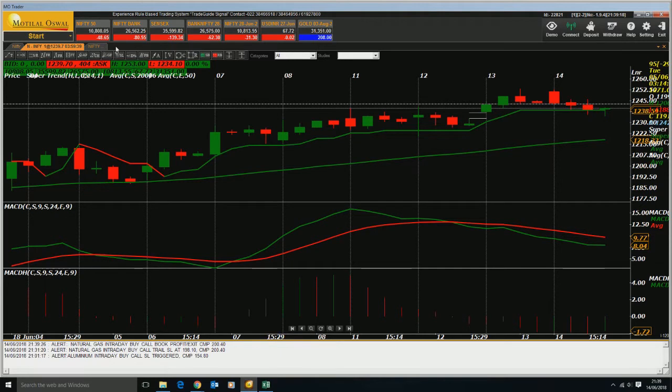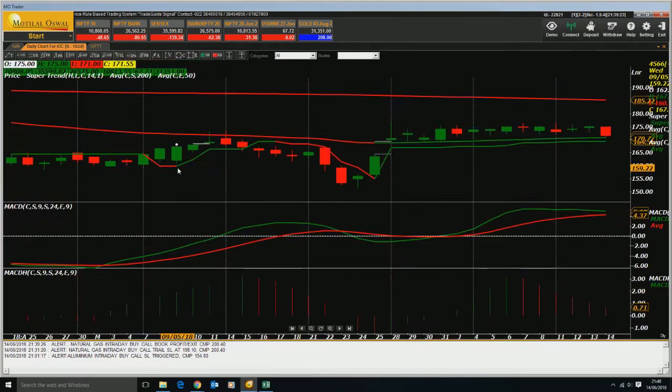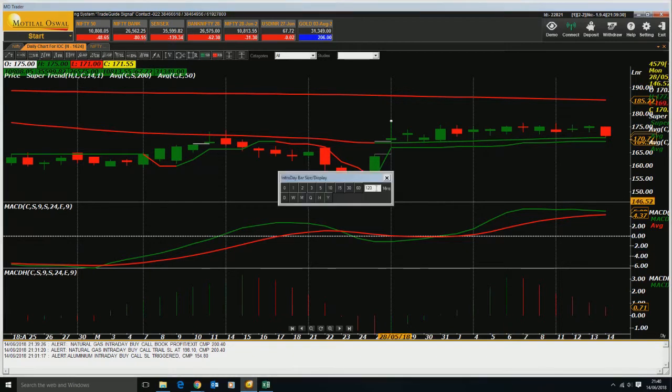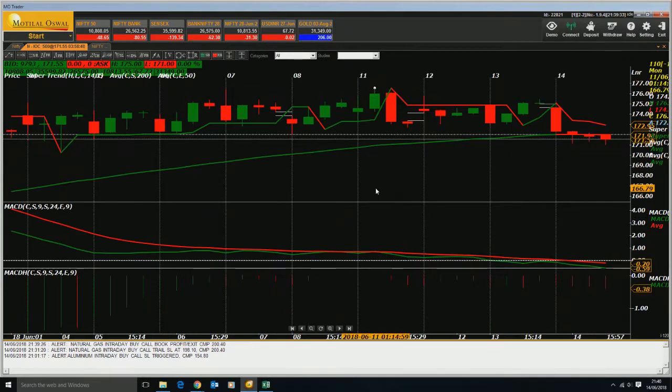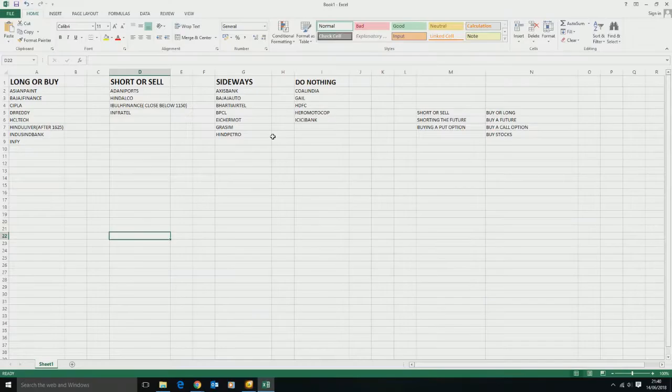IOC, it's more or less very much sideways for consecutive last 2-3 weeks. But let's see on 120 minutes time frame. Yeah, it's very much sideways. It's very good. IOC, it's a very good candidate for sideways market conditions, basically the options. So I put this IOC on a sideways list.